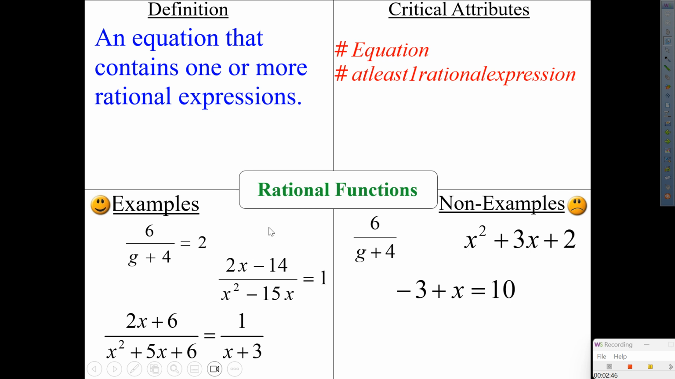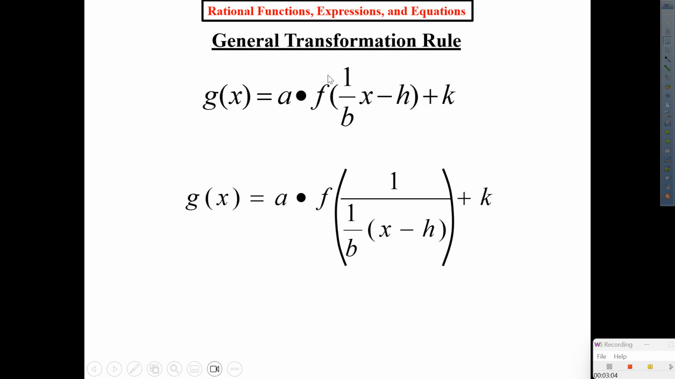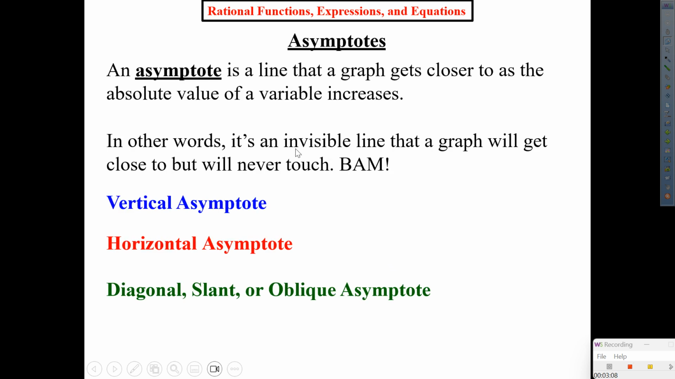All right. So, we had steps for graphing and writing. We went from the general rule to the rational rule. We know what vertical and horizontal asymptotes are. Today, though, we're getting into the funner ones, which are the slant, oblique, or diagonal asymptotes.